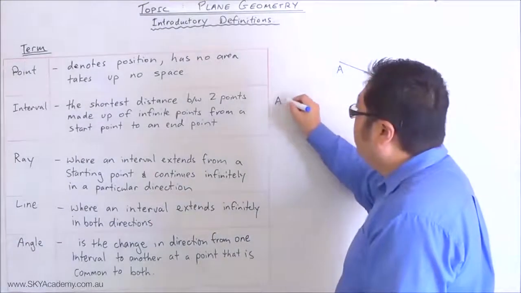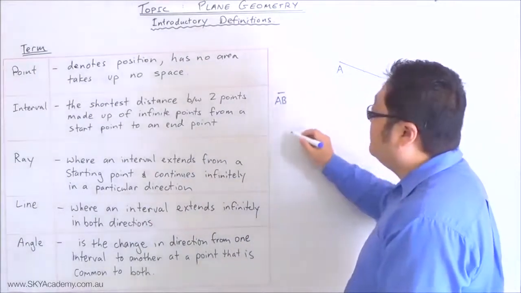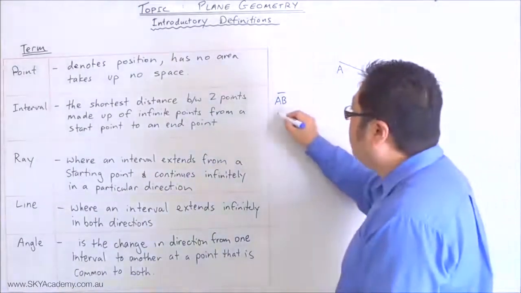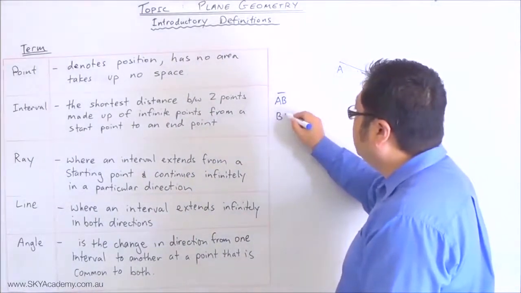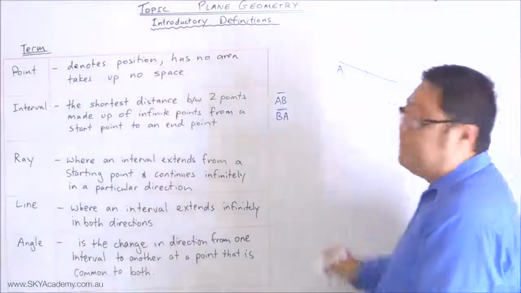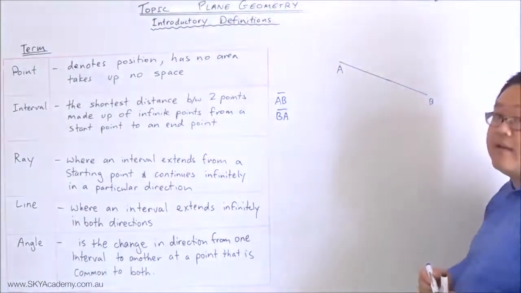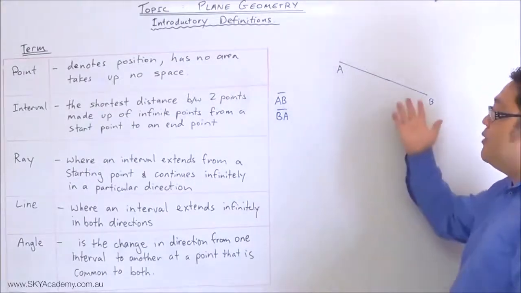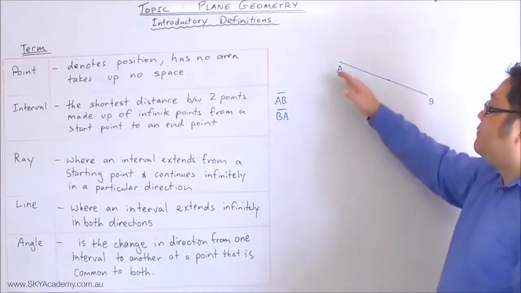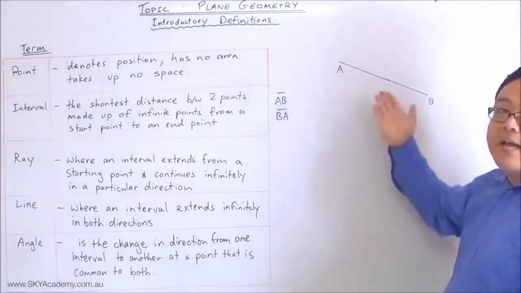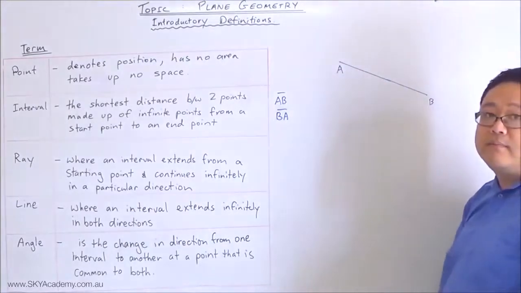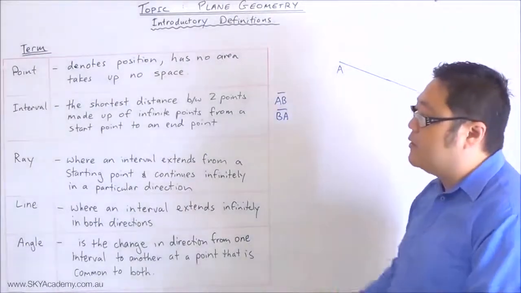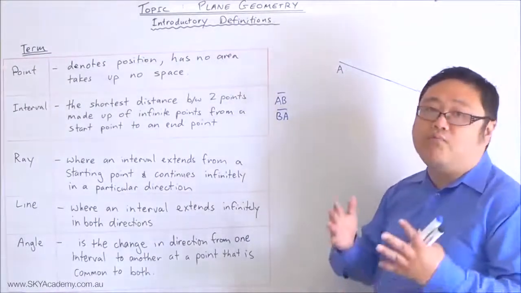And we can call it AB like that. Or we could just as easily call this interval BA, and they would be the same thing. AB would be the same as BA. Alright? It's different ways of naming the same interval. Okay? Now, the third thing that we can look at is what we call a ray.